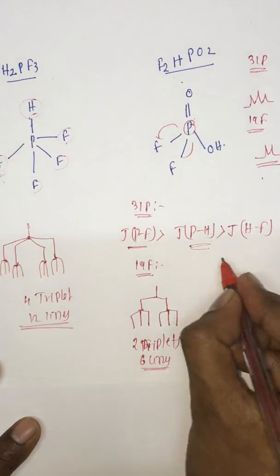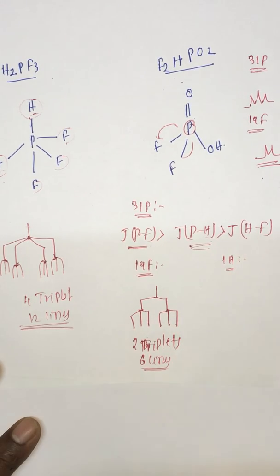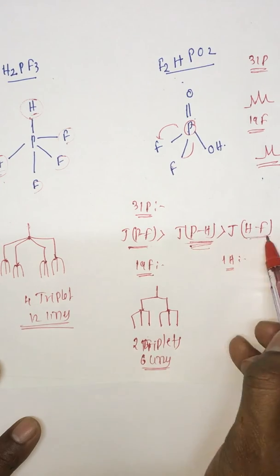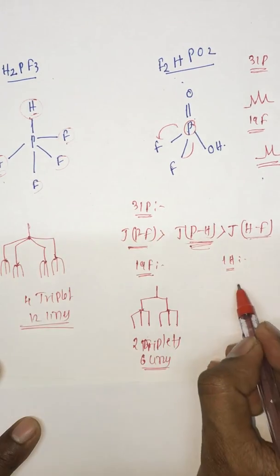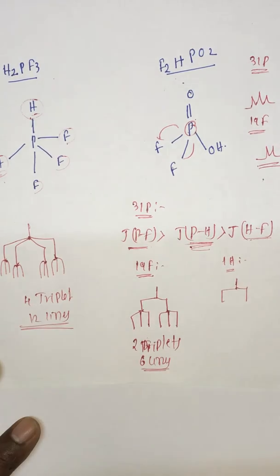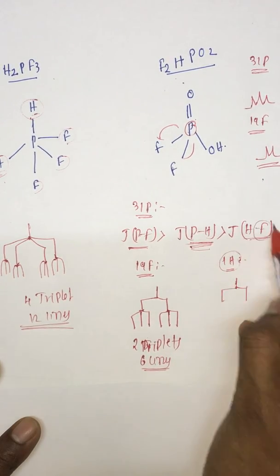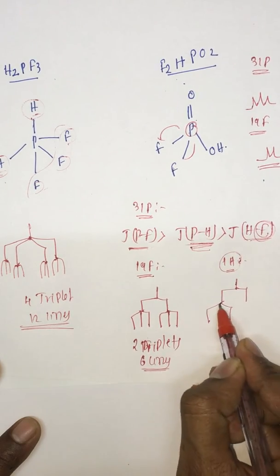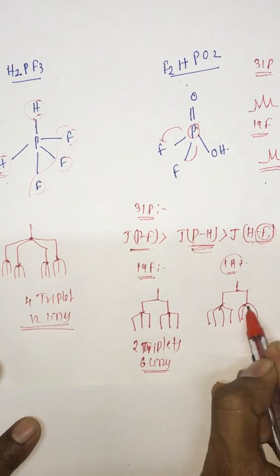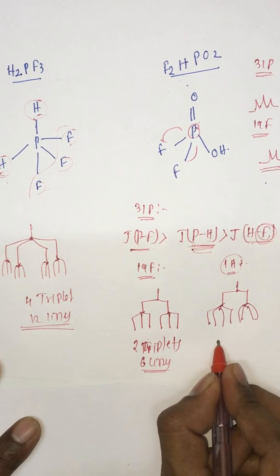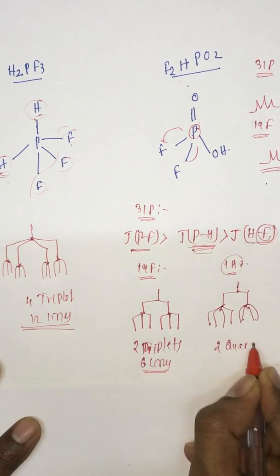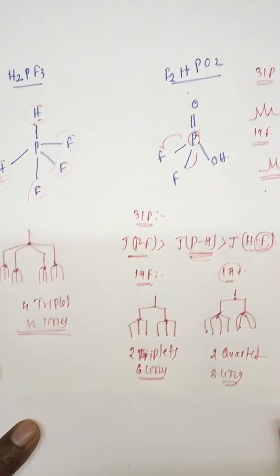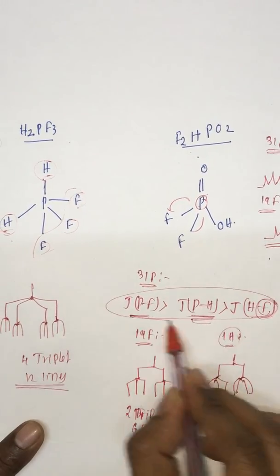Next we'll go for 1H NMR now. So first hydrogen couples with phosphorus and next fluorine. Here we have one phosphorus, we'll get a doublet. Now hydrogen couples with fluorine. We have three fluorines, so each doublet will split into four lines. So in the NMR spectra we get two quartets, total eight lines we'll get. So this is very simple if we can remember this series.